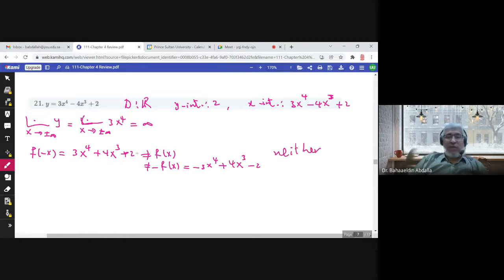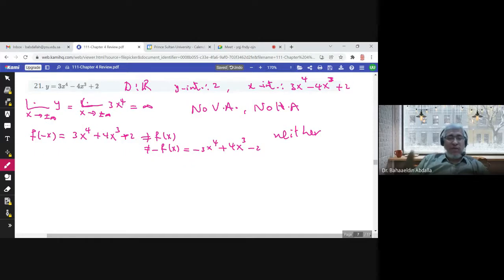Of course, no vertical asymptotes, domain is real numbers, no horizontal asymptotes, because the limit when x goes to infinity is infinity. Okay, so let us go to calculus and find f prime. F prime is 12x to the power 3 minus 12x squared.